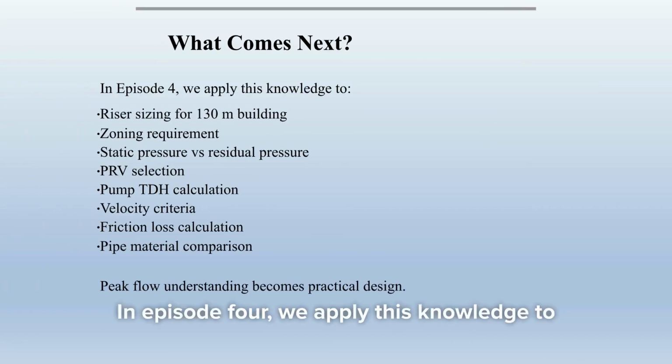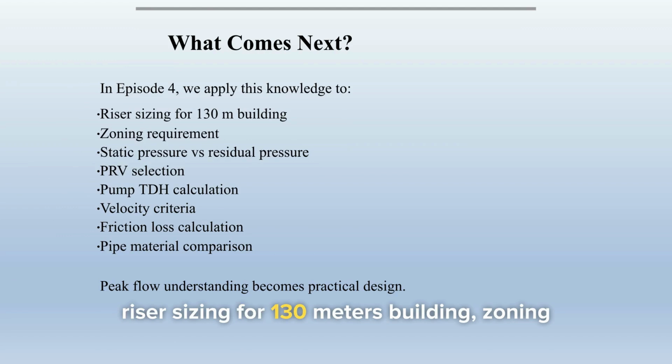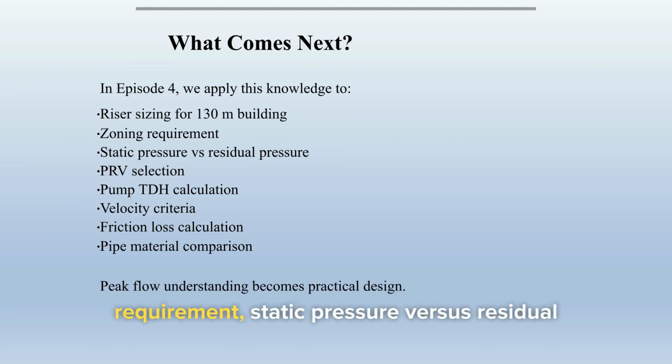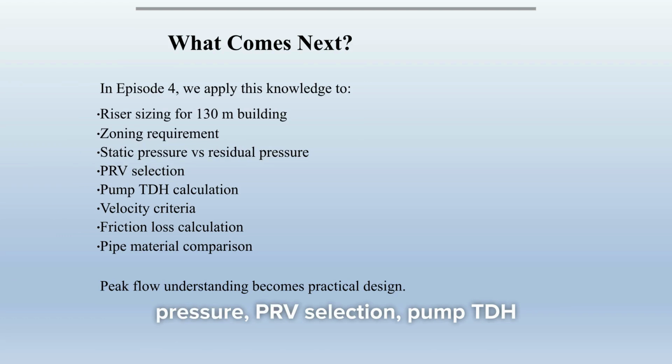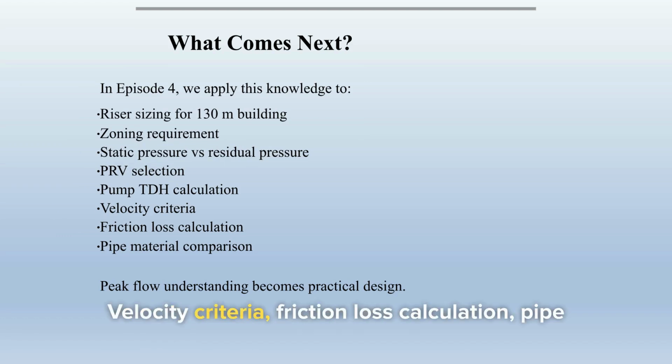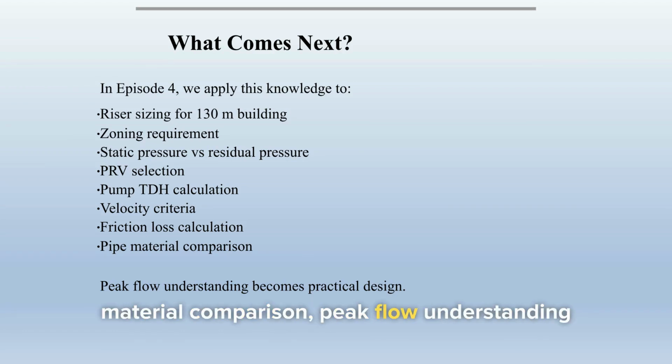What comes next? In episode 4, we apply this knowledge to riser sizing for a 130 meter building, zoning requirement, static pressure versus residual pressure, PRV selection, pump TDH calculation, velocity criteria, friction loss calculation, and pipe material comparison. Peak flow understanding becomes practical design.